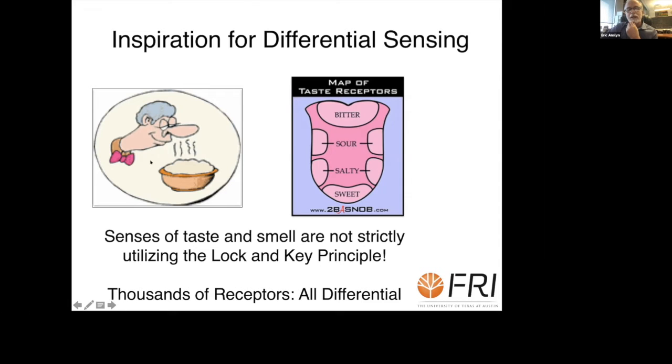And our sense of smell, maybe 1,000 sensations or so, but none of those sensations are targeted to a specific molecule. So instead, you get a pattern of responses that we then register as an odor.